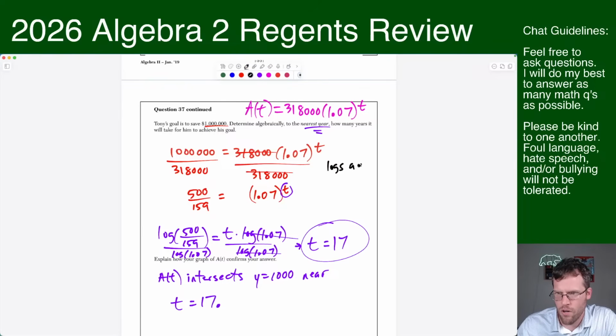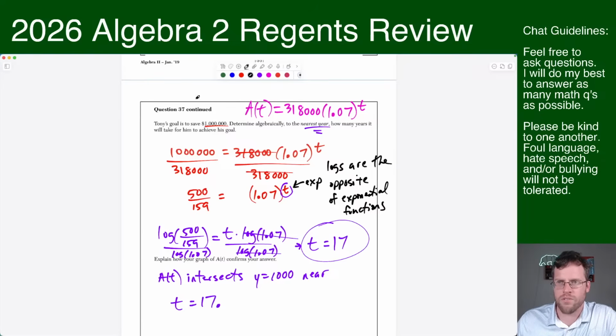Okay, but then just tell yourself this. Logs are the inverse or opposite of exponential functions. So when my variable is an exponent, like this is an exponent, I'm like, ooh, do the log of both sides. I could do regular log. I could do natural log of both sides. Like pick your favorite log, and you could do that to both sides.